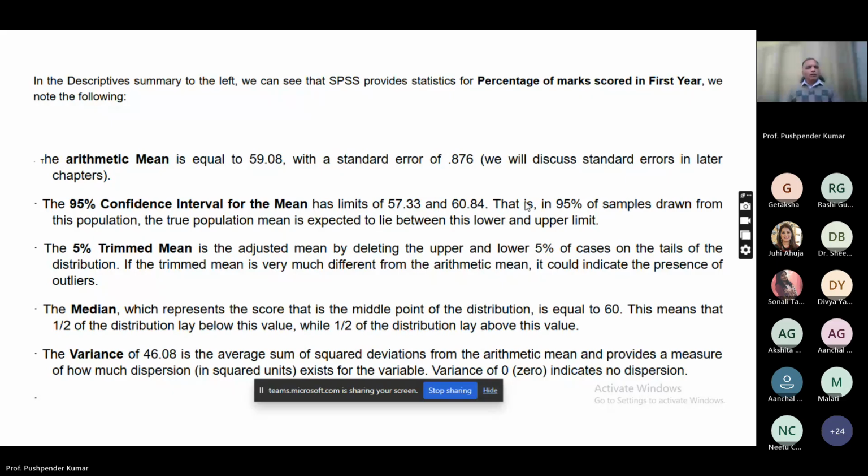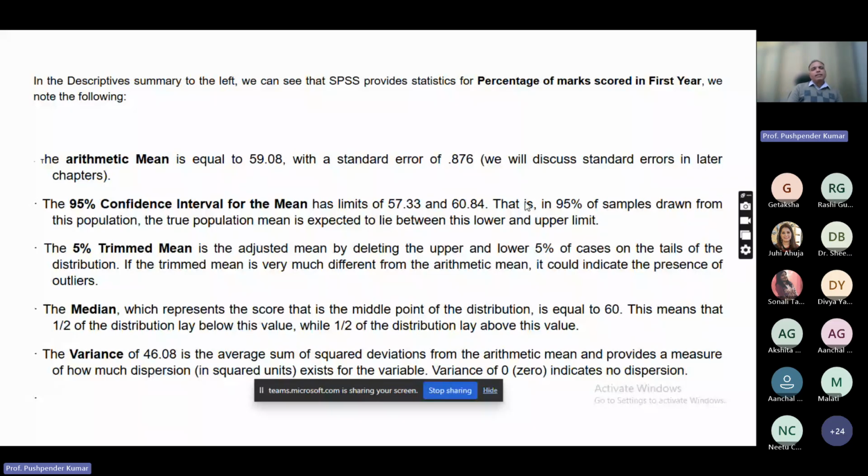So this is for what? It's not for gender. It's not for faculty. It is for a continuous variable. And here the continuous variable is percentage of mass score in the first year, ladies and gentlemen. So you're going to get this result.